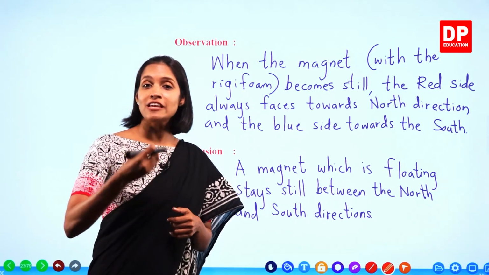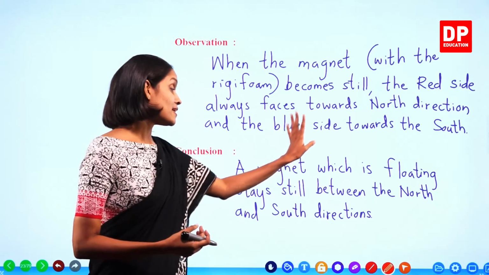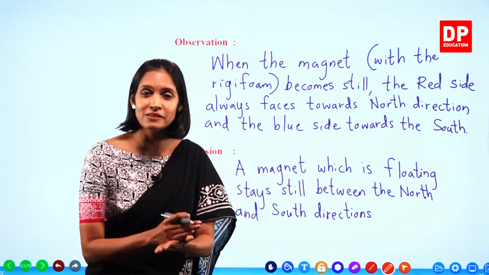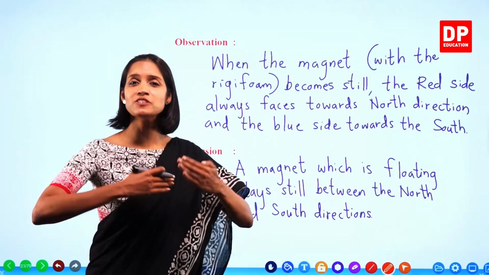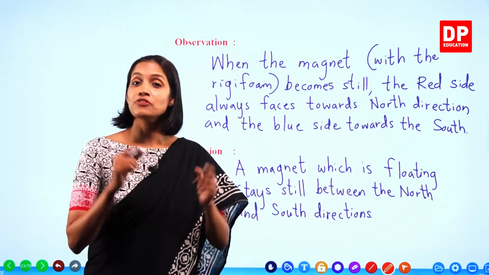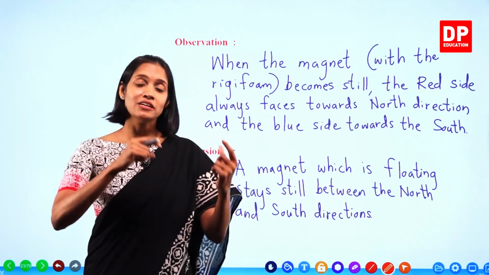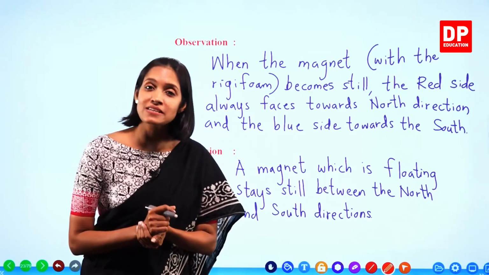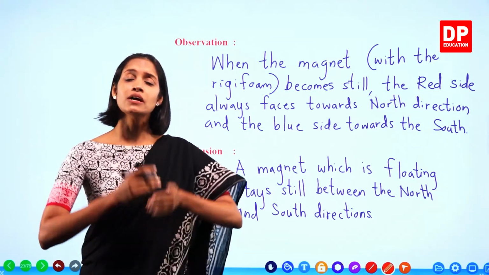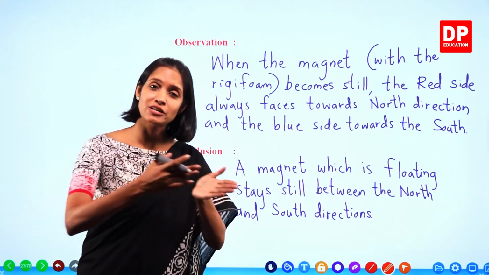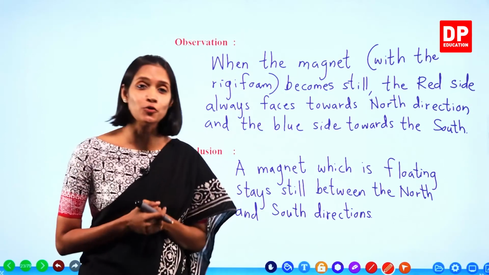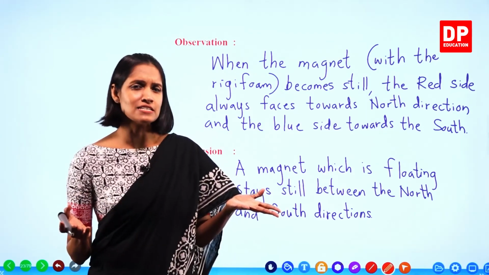Okay, a magnet that is hung freely or a magnet that is floating, any type of magnet, when it becomes still, what happens, children? It always faces towards the north-south directions, right? If the magnet is a colored one, like in blue and red color, we can observe this very easily. The red side will always face towards the north direction and the blue side will always face towards the south direction. What is the reason, children?